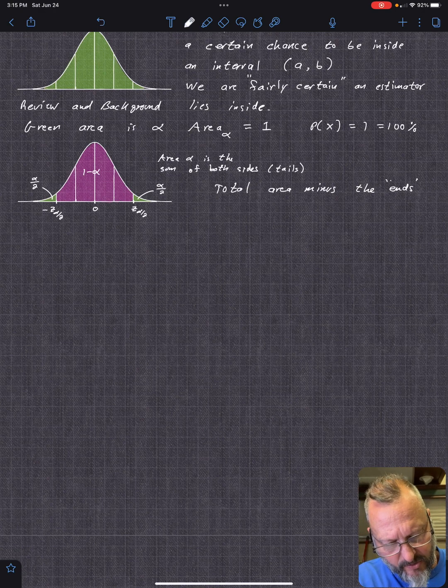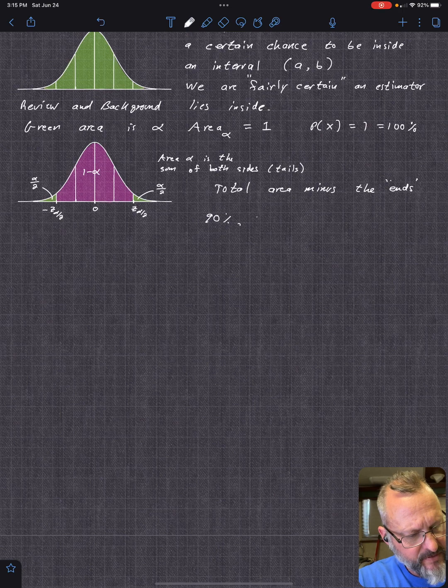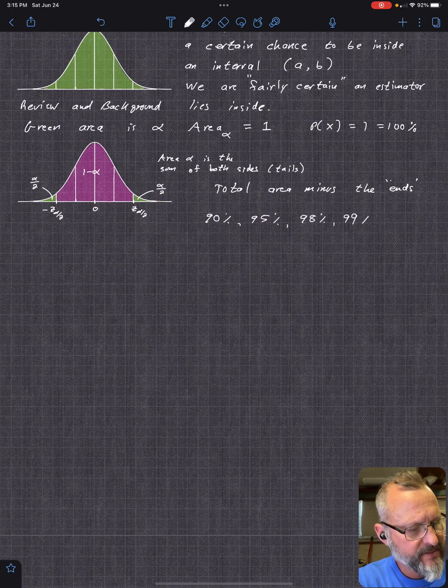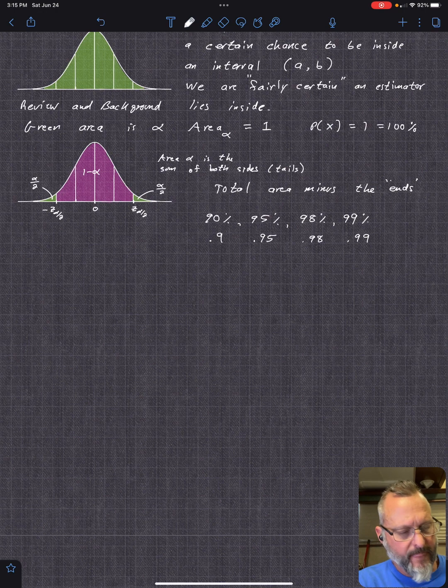So we will create confidence intervals. Typically, you have 90% confidence intervals, 95% we have done, basically. We'll look at 98%, 99%, and then you can go higher. But the decimals, of course, are 0.9, 0.95, 0.98, 0.99, etc.